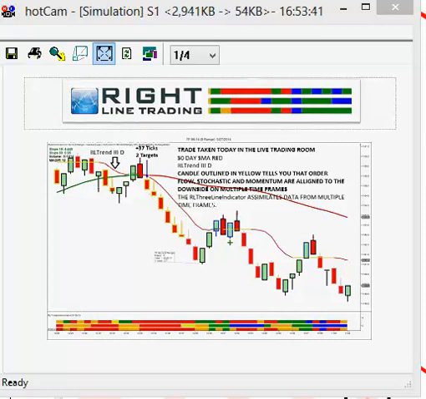Same thing here. Here we get the break of the 50, but the 50's rising. We want to wait for the 50 and the 15 to come into sync, right on this candle here. This is a trade we took in the live trading room. We have the 50 red, the 15 red. We have a break of the 15. Candles outlined, order flow, stochastic, and momentum are to the downside, and down we go.